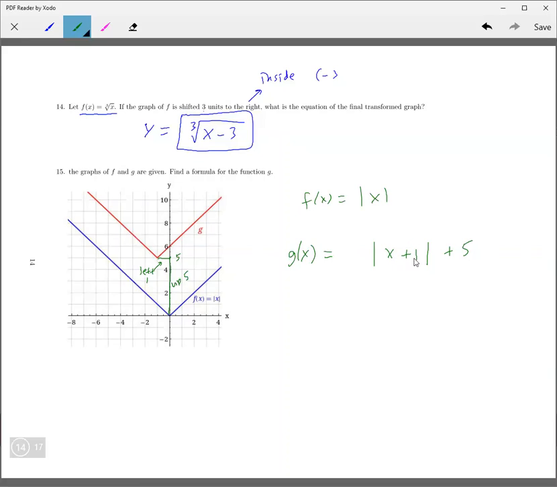Okay, and now this +1 will move you to the left by 1. The +5 will move you up by 5. Okay, so that should give you the answer.